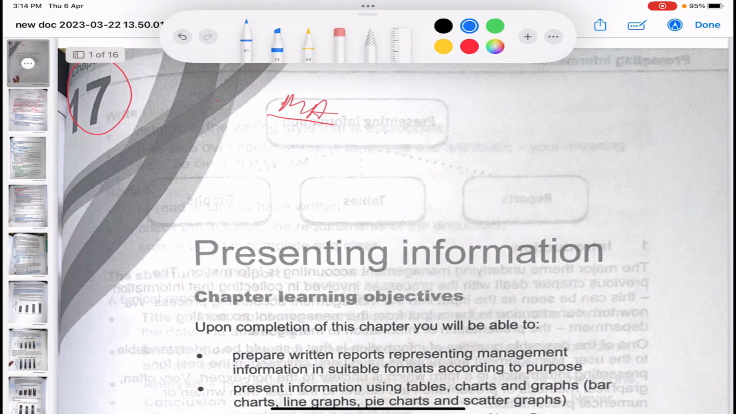In this video, we will be doing part 2 of chapter 17 of ACCA F2, and the chapter's name is Presenting Information. Before watching this video, make sure that you have watched part 1 of this video.